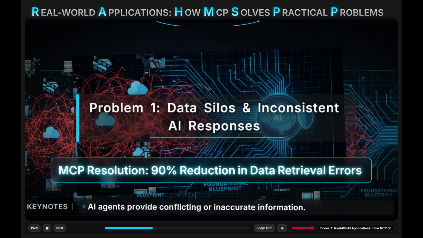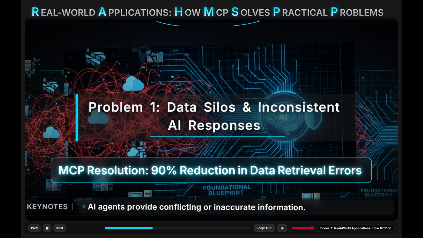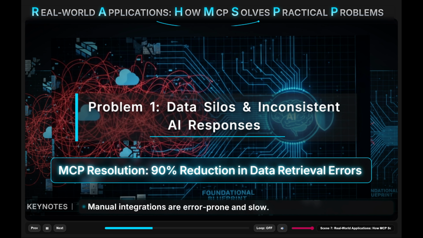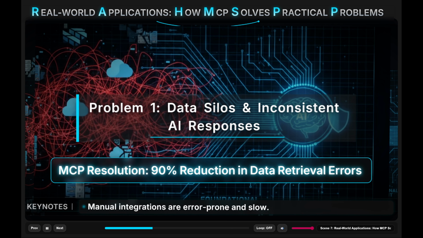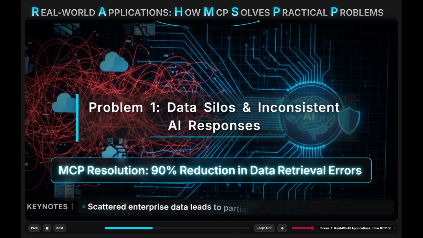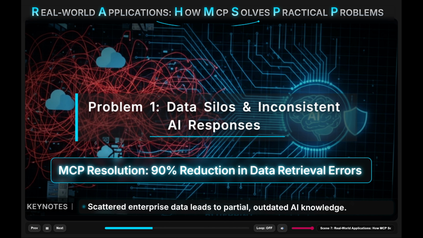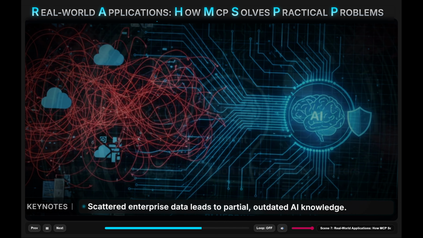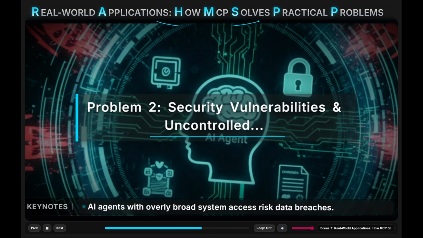MCP acts as the foundational blueprint for how these AI agents intelligently connect and interact with all your enterprise data sources. It defines a secure, uniform language, ensuring that whether an AI needs to pull customer details from a CRM, order history from an ERP, or real-time inventory from a warehouse management system, it does so consistently, securely, and reliably, forming that single source of truth that drives rapid, intelligent business decisions. This dramatically reduces data retrieval errors and slashes AI response latencies.